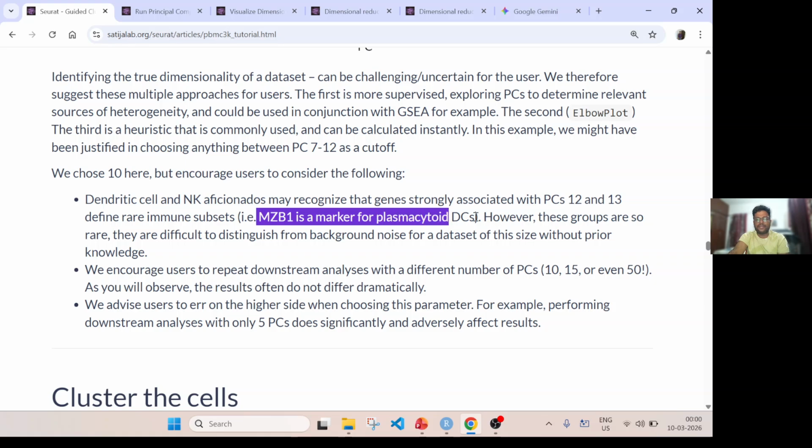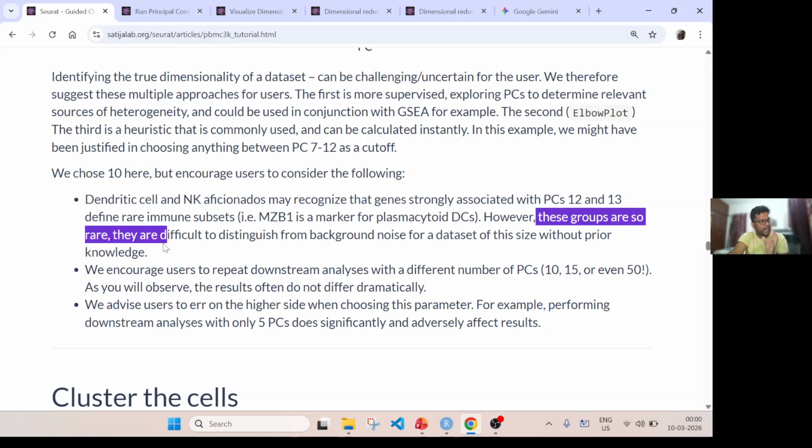Okay, for example, that's what they are saying: these groups are so rare, they are very difficult to distinguish from the background noise. So in the initial PCs 1, 2, 3, 4, 5, 6 up to 10 you get the signal, but towards the end you will get only noise. So even if you take these, it is very difficult to identify these cells. Okay, but there is no harm in taking them. So that's what they are saying, right?